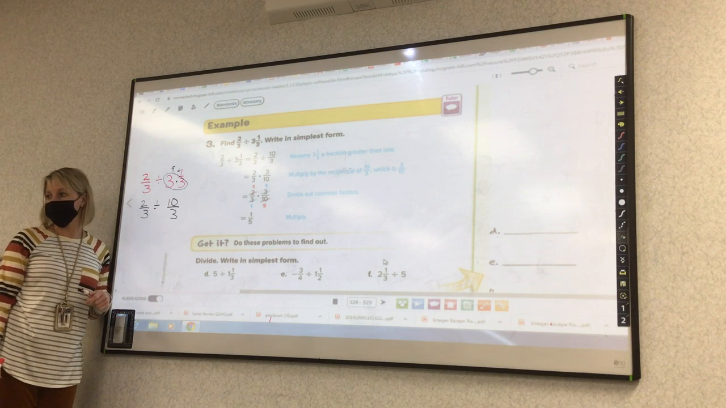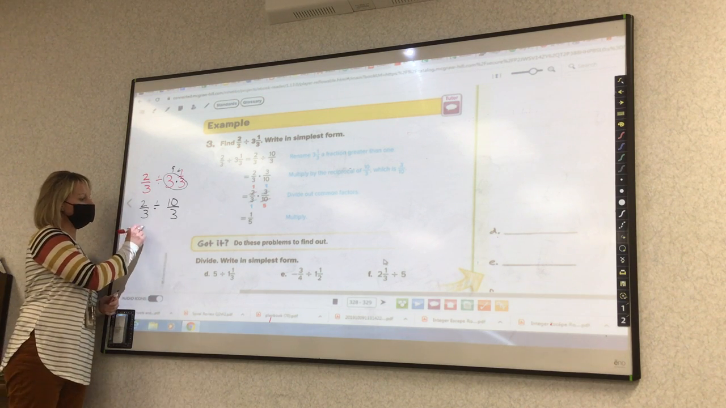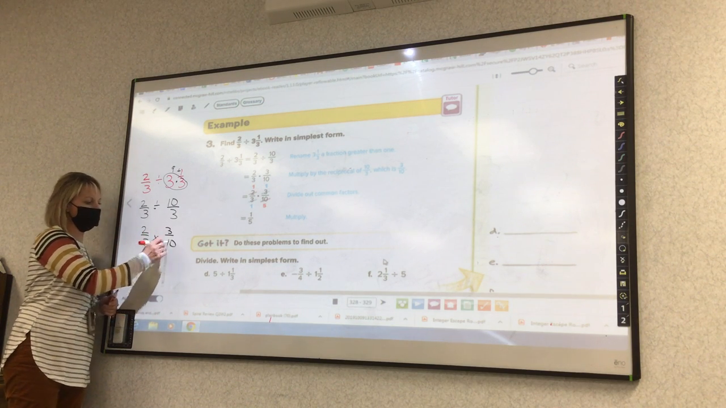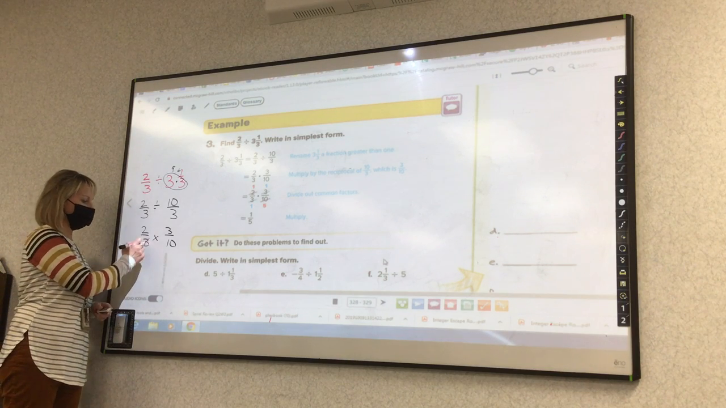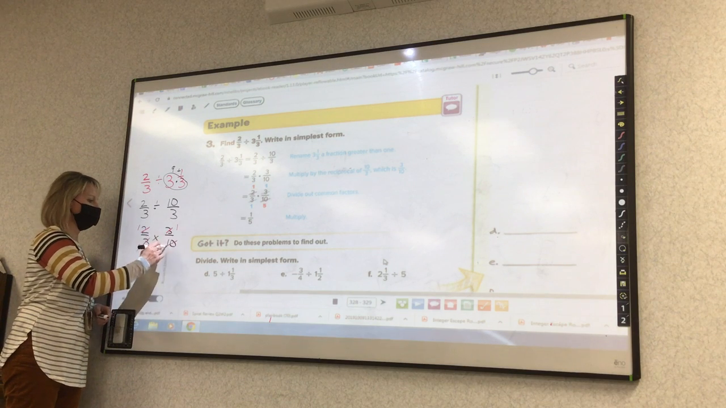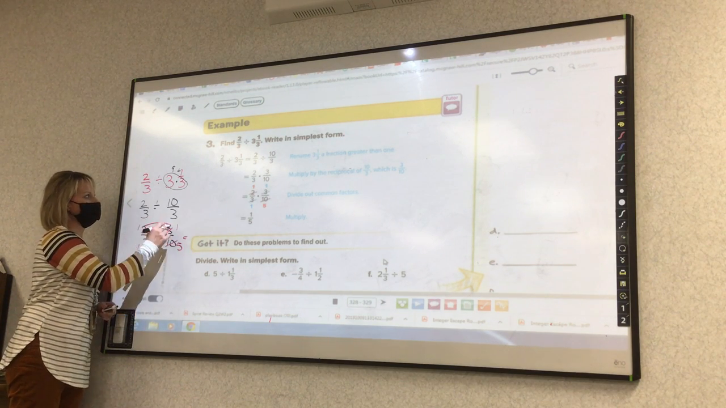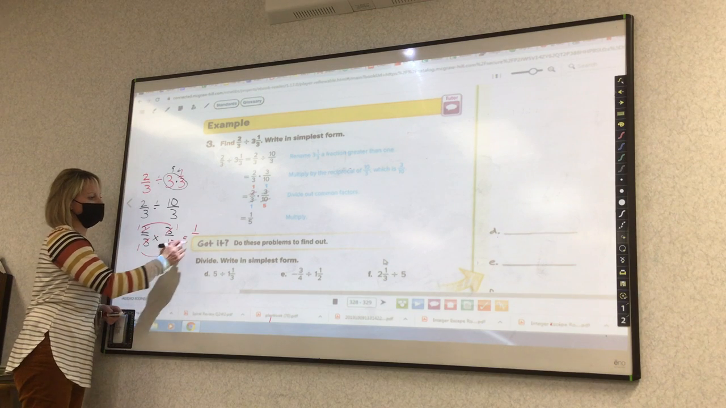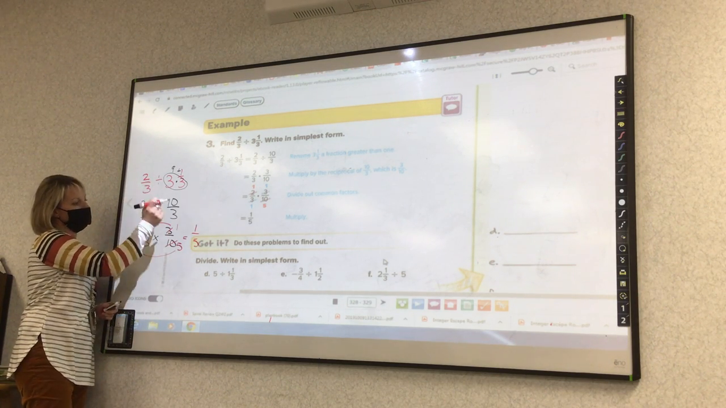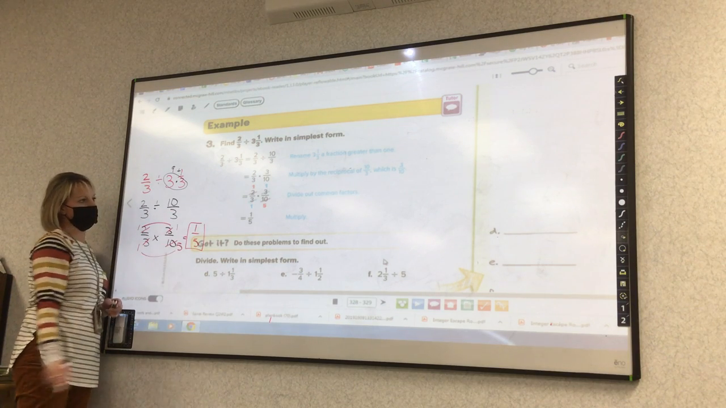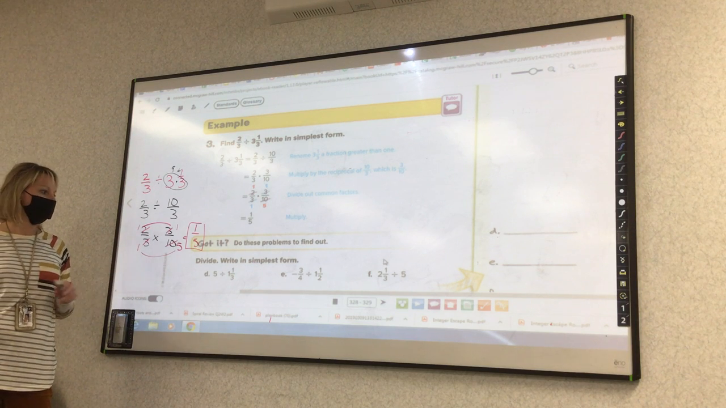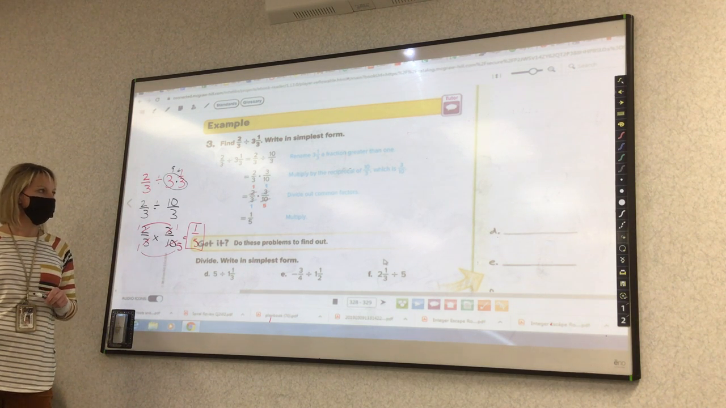Are you writing this down? Okay. Then I rewrite 2/3 times the reciprocal 3/10. Then I reduce by 3, which becomes 1. Reduce by 2. So then 1 times 1 is 1. 1 times 5 is 5. I'm going to go back up here and think, did I have any negatives? Nope. So that's my final answer. I want to see all of these lines, everything that you are reducing by.